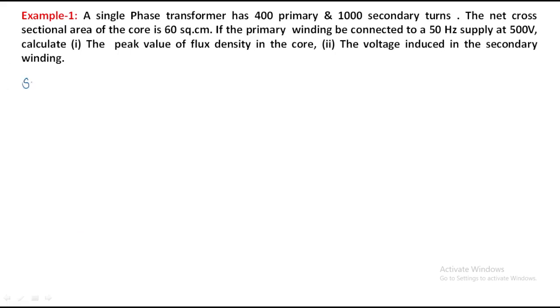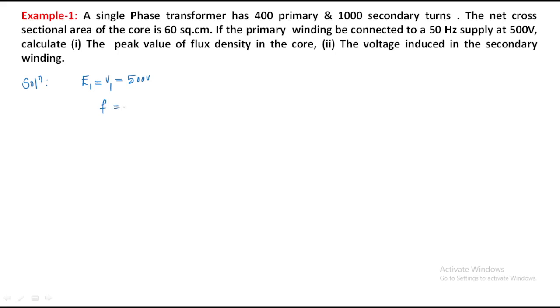So now we have to discuss the solution. So what does he want? Magnetic flux density along with the voltage induced in the secondary winding. So first we have to write the given data. Primary induced EMF, that is E1, is equal to V1, which is equal to 500 volts. Clear?